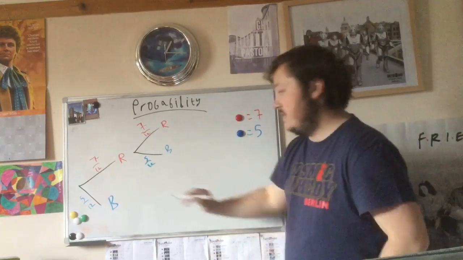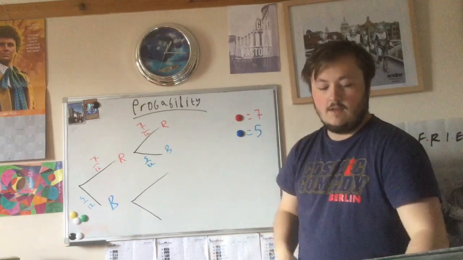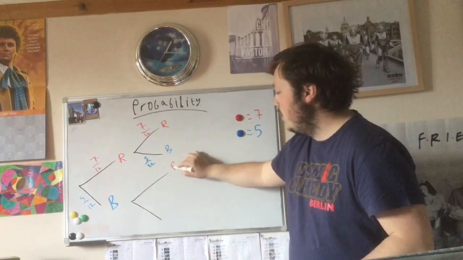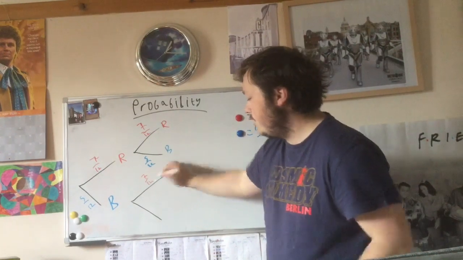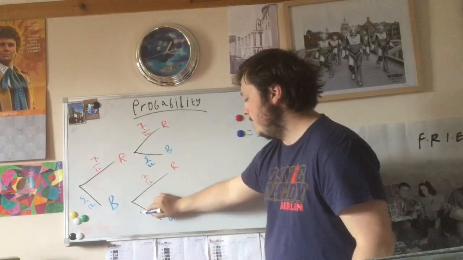But we still need to draw this line. So, this little theme tune, hope you enjoy. R, which is 7 over 12. And B, which is 5 over 12.